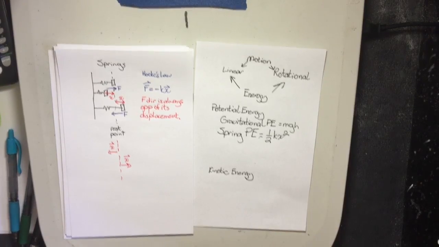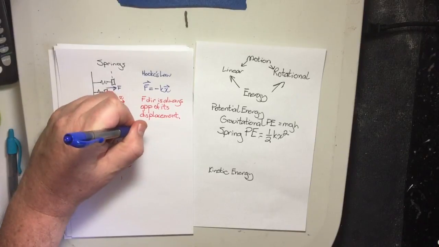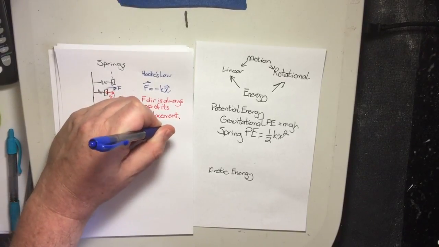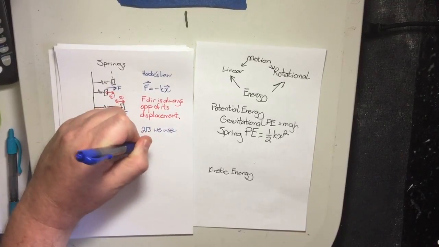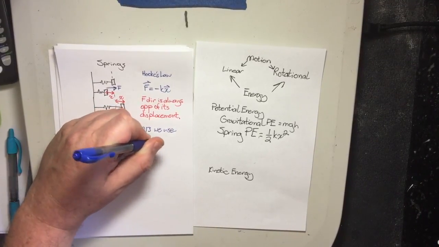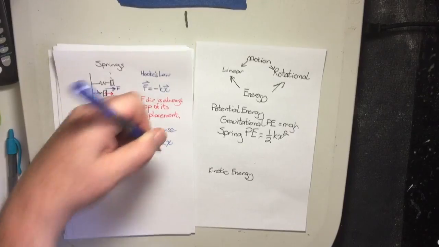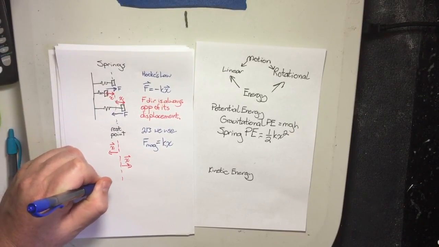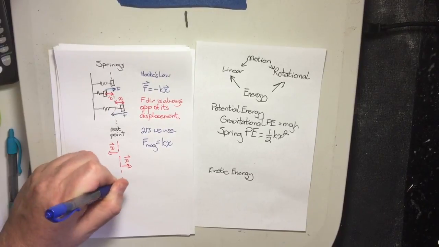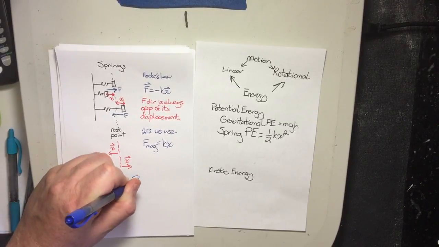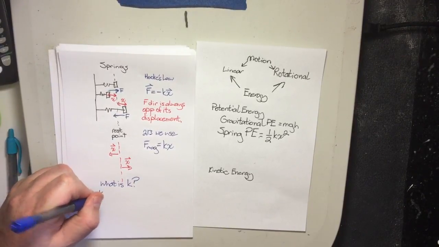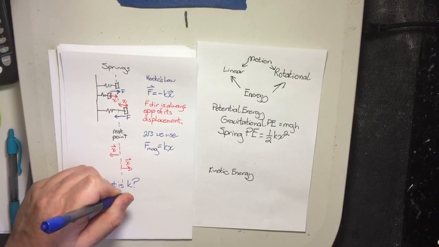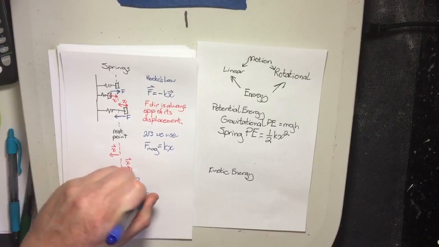The way that I typically write Hooke's law for 213 is just F mag, the magnitude of the spring force, is equal to kx. And so the question is, what is k? k is the spring constant.